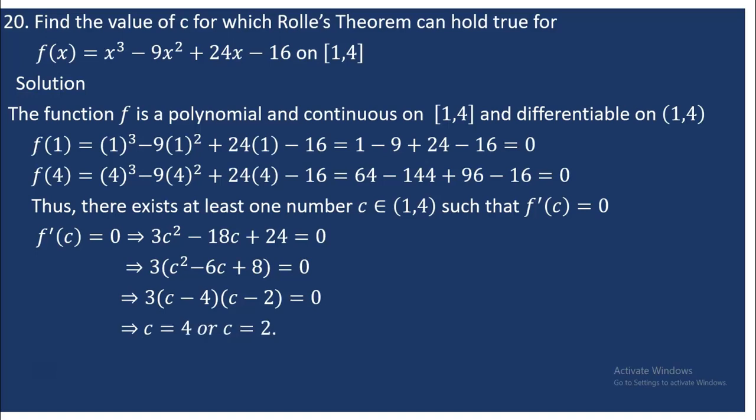But you see the interval extends from 1 up to 4, and we are looking for a number within this, in the middle. So the number 2 can be taken. There exists at least one number, 2, lying between 1 and 4, such that this is attained. So Rolle's theorem holds true. Rolle's theorem can be ensured in such a way.